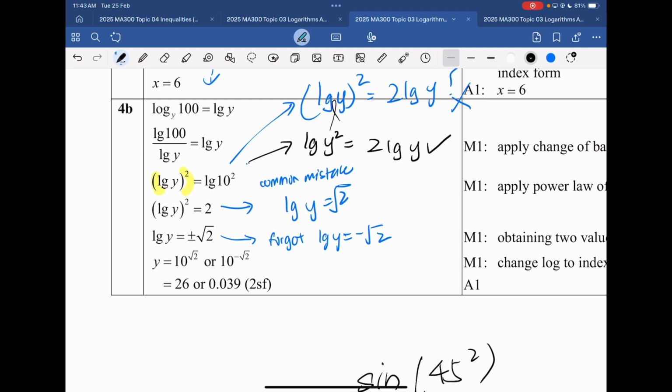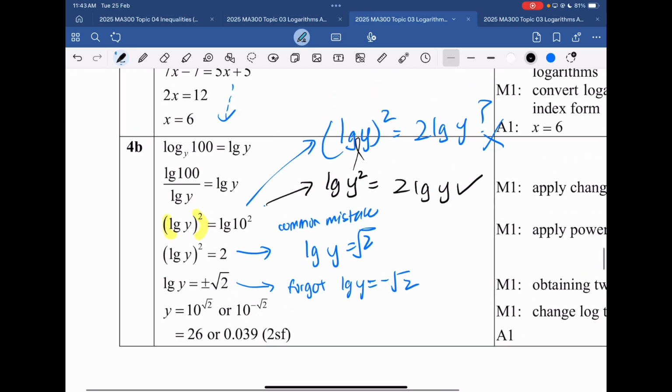Can you see? Log y times log y. You cannot apply the power law. You can only apply the power law when the 2 belongs solely to the y. Clear so far? Here, you are squaring the entire log function. So just be careful. A lot of students made the common mistake of doing the power law for this. That's where they get a mistake.